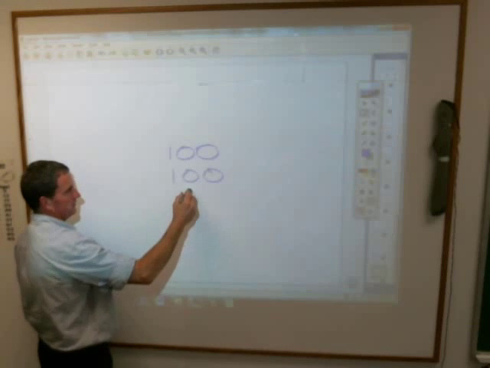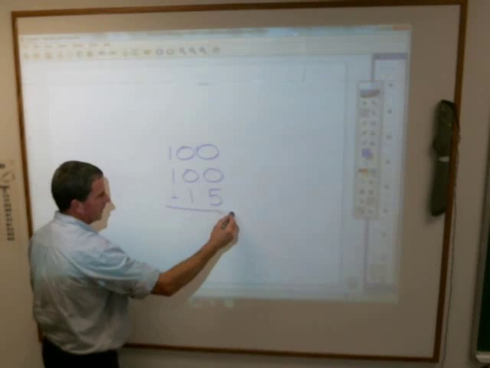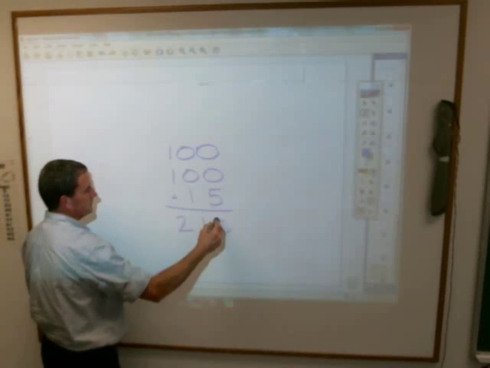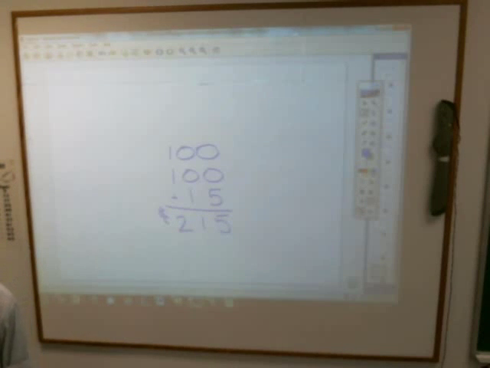And then what is 15 $1 bills? Putting them all together, how much money would you have? 250. $215.